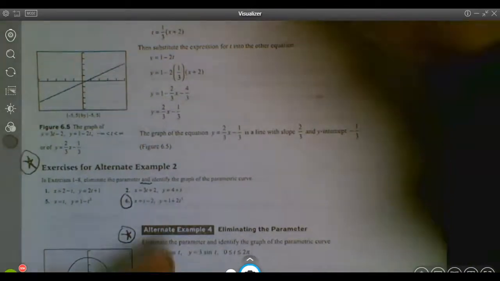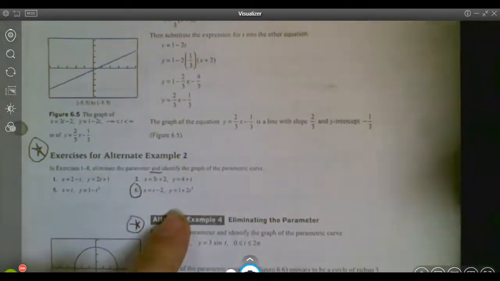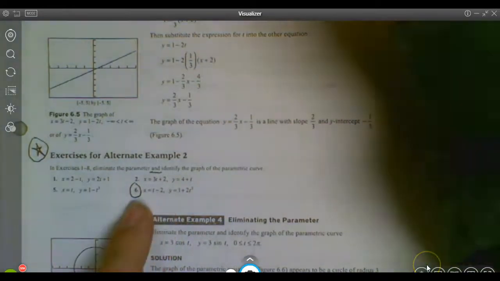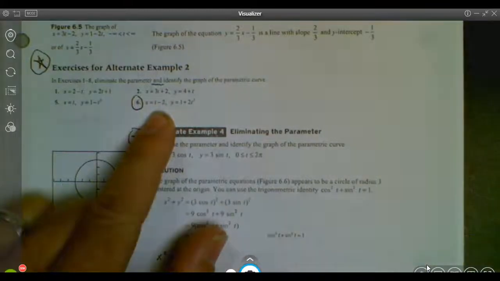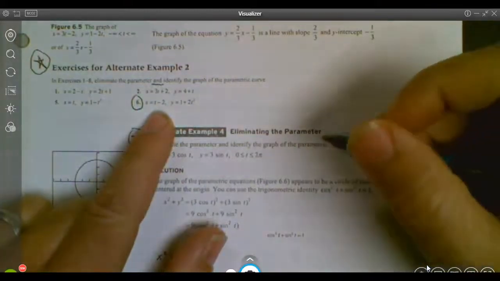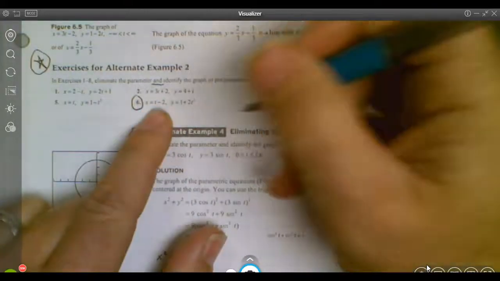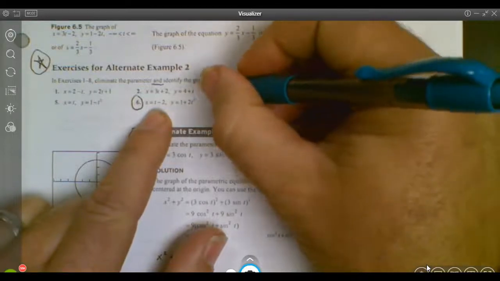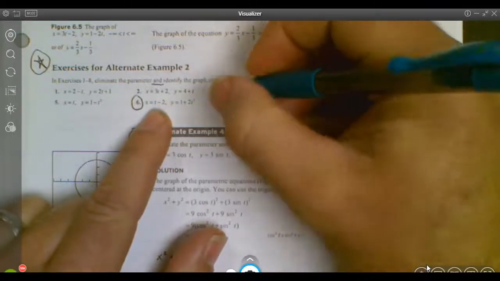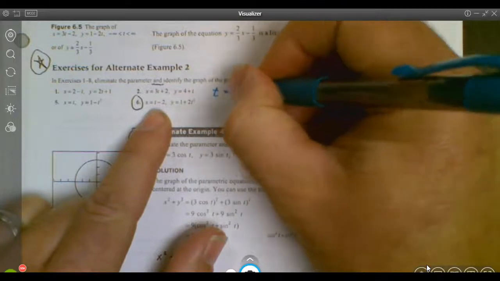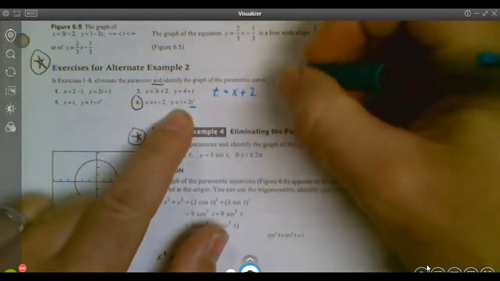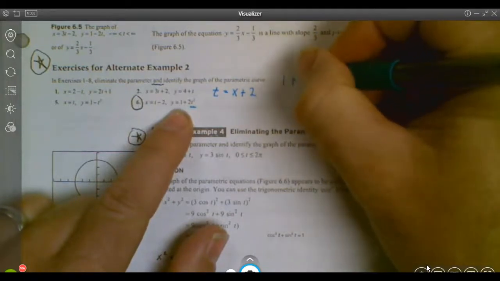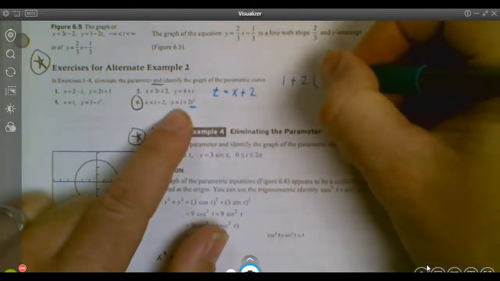Let's try that. We're going to try that on one of these guys. So for number 6, and as always, maybe a great time to pause and give one a try on your own if you'd like. But again, I'm going to take the x function, I'm going to isolate t, so I can identify t as x plus 2. And I now want to take that and I'm going to sub it in for t into the y function. So 1 plus 2, x plus 2 squared.